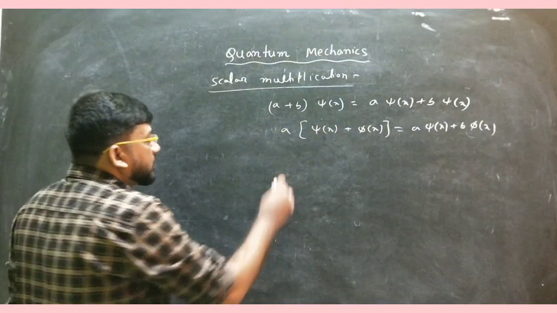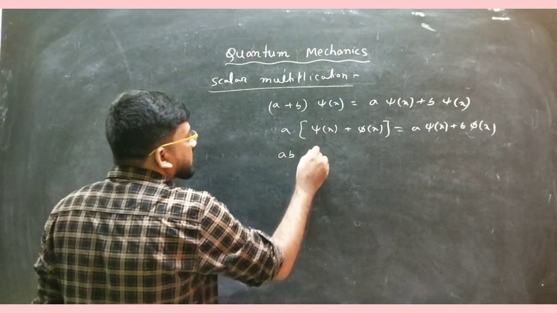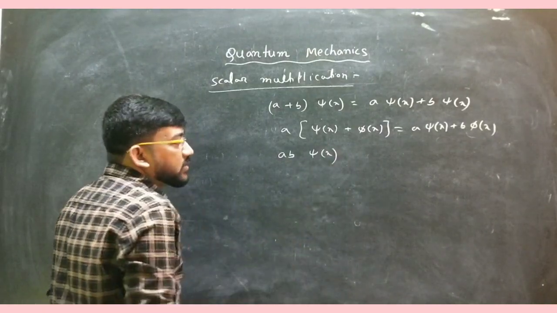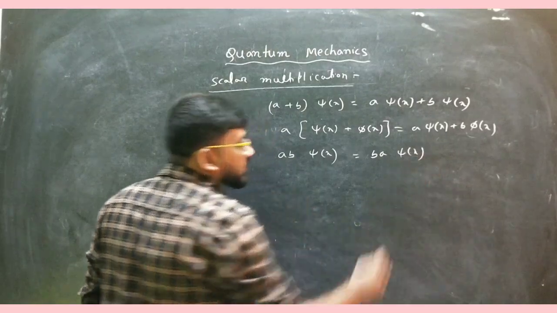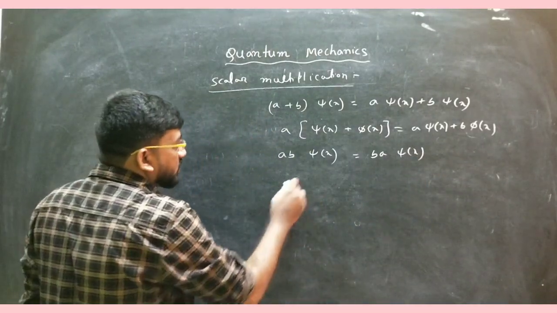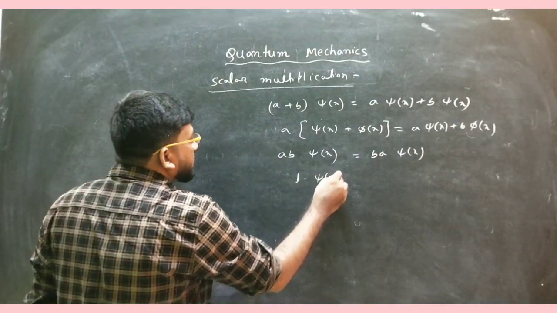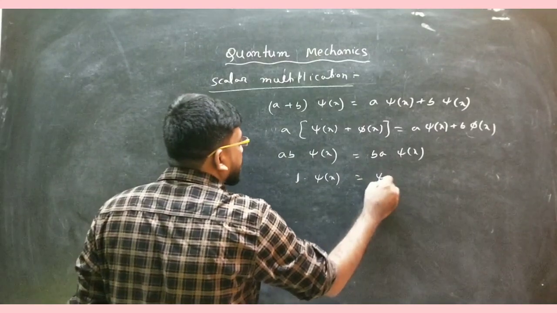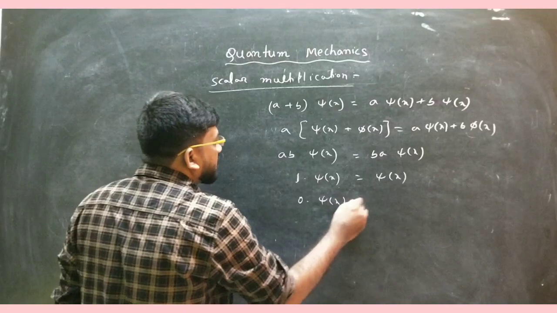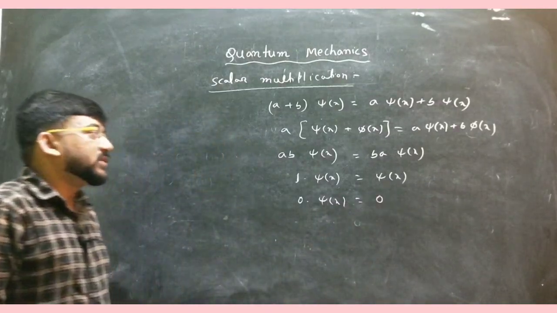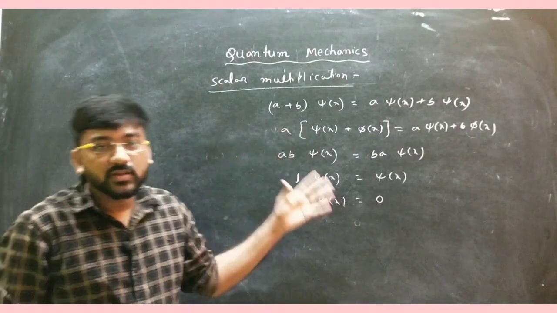Similarly, if you multiply ab with some function psi of x, that will be the same as ba psi of x. Similarly, the existence of unity is also there. If you multiply 1 with psi of x, it will be the same as the function psi of x, but if you multiply with 0, then it will be just 0. So these are the scalar multiplication properties. As you know, these are very obvious properties.